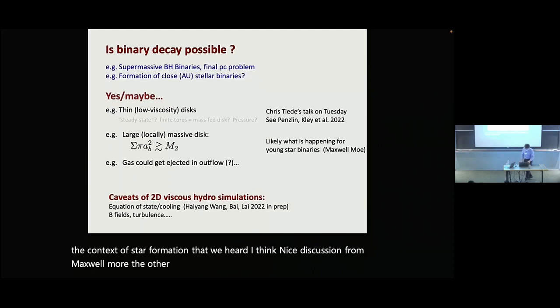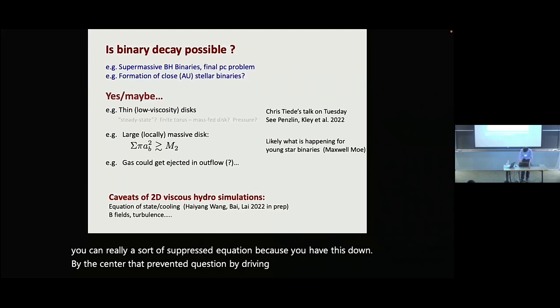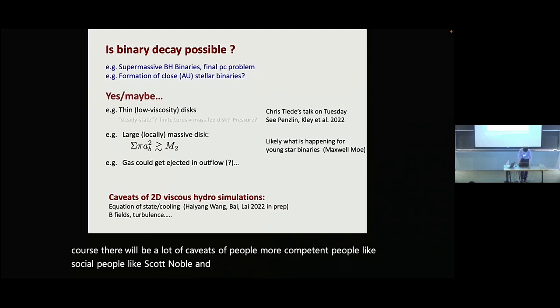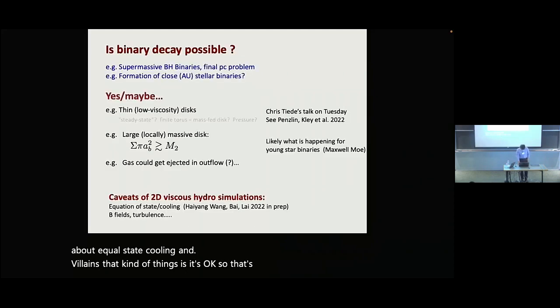And the third thing, I think, that is probably important is that you can really get a suppressed accretion, because you have this dumbbell at the center that prevents the accretion by driving outflows. But that has not been demonstrated. It's possible that this is an important effect. And of course, there will be a lot of caveats that more competent people like Sasha, Scott Noble, Julian and Roger can worry about, equation of state, cooling and all the kind of field turbulence, that kind of thing. It's okay. So that's the first part of the talk.